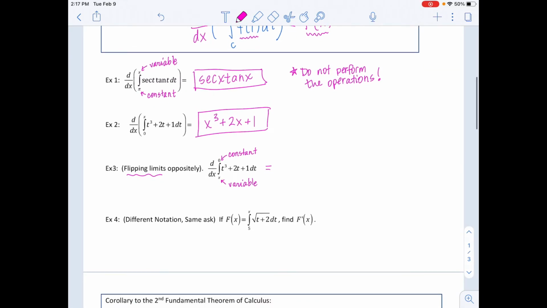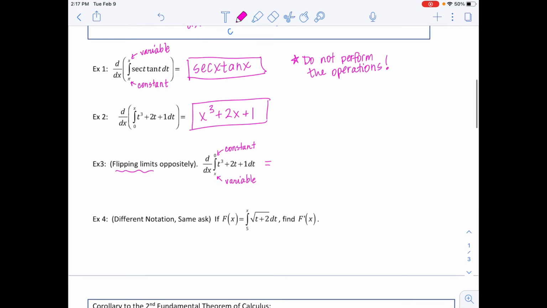So if we flip the constant to the top and the variable on the bottom, we would end up with negative x cubed minus 2x minus 1, right? It's literally just the opposite of what happened in example 2. Okay, and then the last one here is example 4, where I'm providing you with a different notation, but it's the same question. So now we're using function notation here.